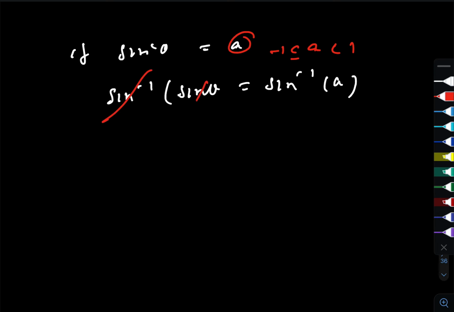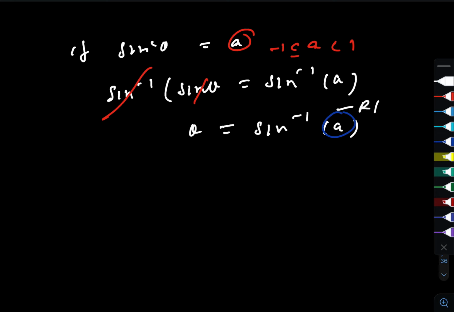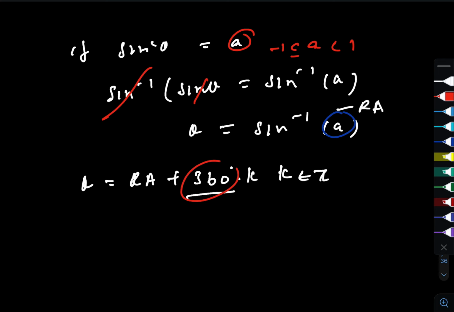Now this and this will cancel. Therefore theta is going to equal sine second function of a. A is a number between negative 1 and 1, and can also equal negative 1 as well as 1. Now this is our reference angle. I'm going to go through this quickly because we've already covered some of the stuff relating to this. In that case, the general solution for theta is going to be my reference angle plus 360 degrees times k, where k is an element of integers. 360 is the period of the function of sine theta.